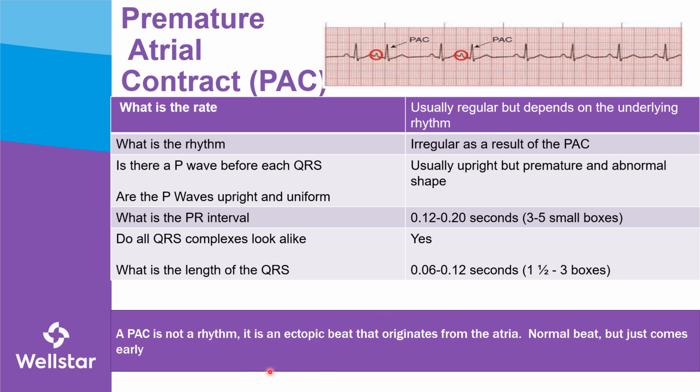PAC is not a rhythm. It is an ectopic beat that originates from the atria. Normal beat just comes early. So this would be not a normal sinus rhythm with PACs. This would just simply be a sinus rhythm with PACs because it is not normal. So sinus rhythm with PACs.